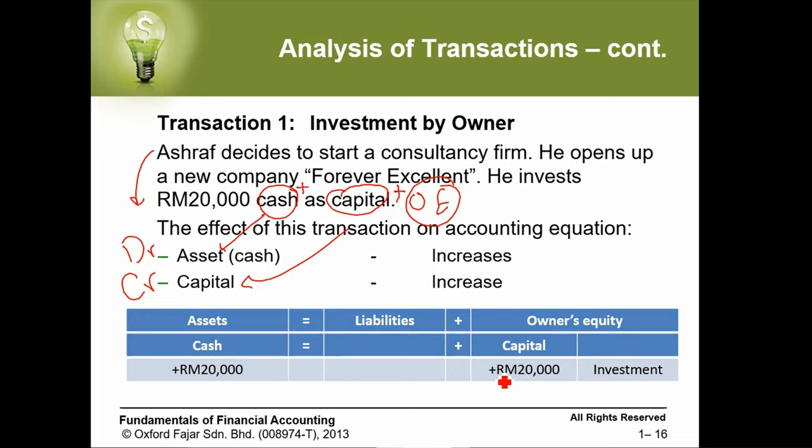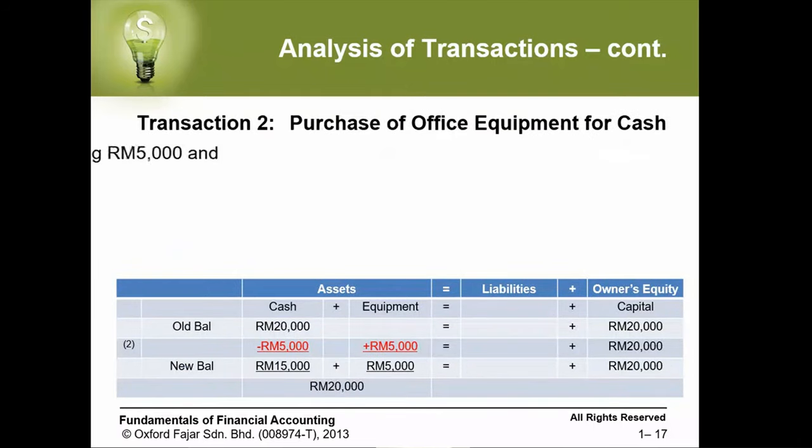It follows five steps. First, you need to decide what the accounts involved are. Second, you need to decide which category each account belongs to. Third, you need to decide the effect of the transaction, whether plus or minus. Fourth, each account goes to debit or credit. Five, recording the transaction. Let's continue. Another transaction.